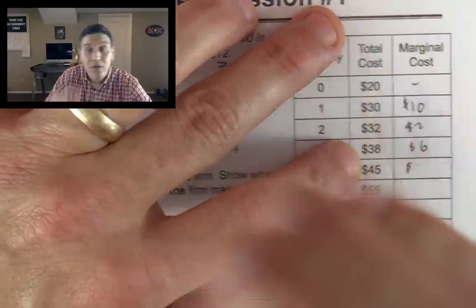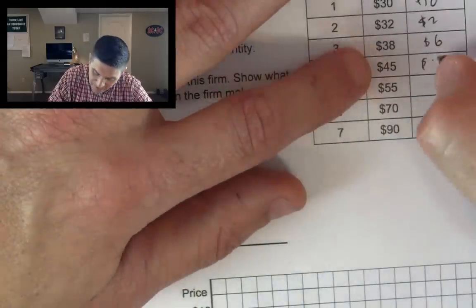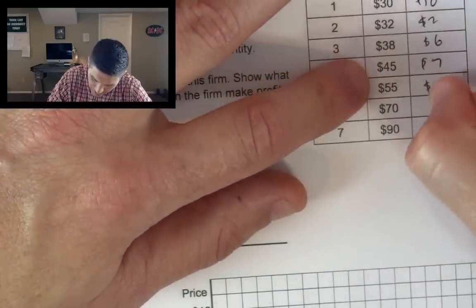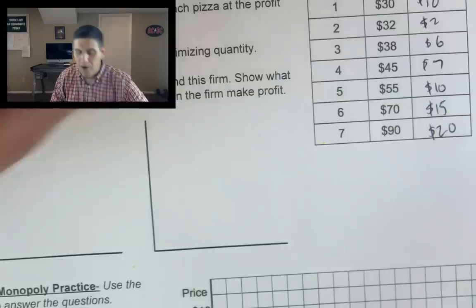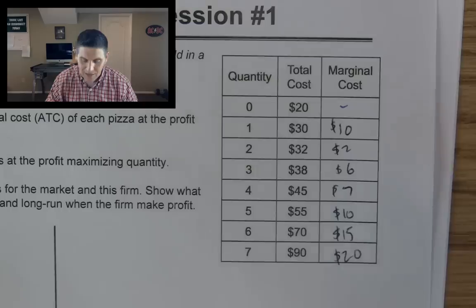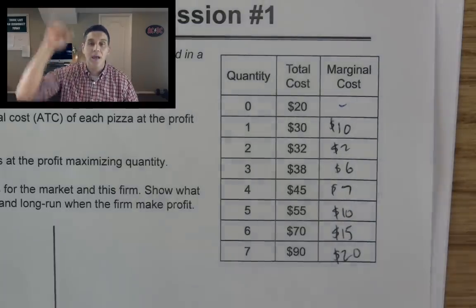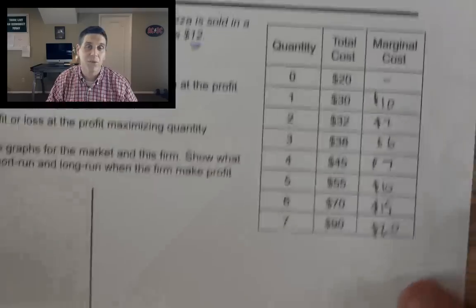By the way, do this with me. Don't think I'm doing this on my own. In fact, I'll move it away so you can work. But next one is $7, then $10, then $15, and then $20. Notice the marginal cost numbers I have here go down and up: 10, 2, 6, 7, 10, 15, 20. They go down and up just like an actual marginal cost curve that you'll be drawing in the graph later on.